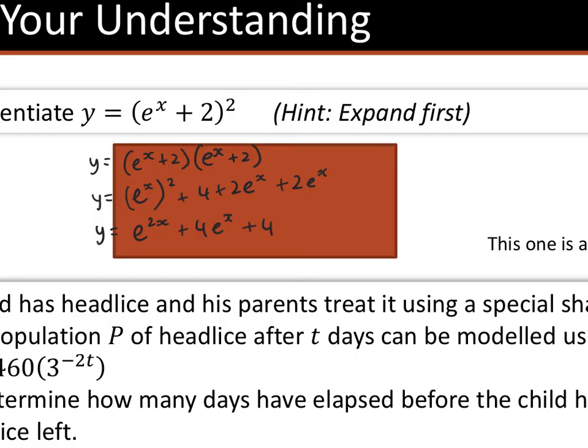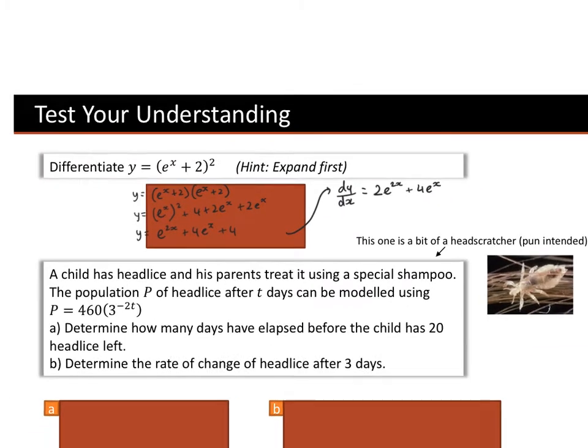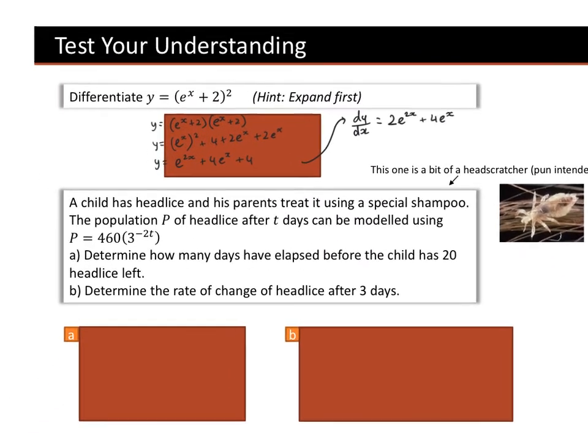Now what I want to do is differentiate that. So if I differentiate that, e to the power of 2x differentiated is e to the power of 2x multiplied by the differential of 2x, which is 2. 4e to the power of x differentiated is just 4e to the power of x. And then 4 differentiated is 0. Done. Nice and easy. Okay, second question.